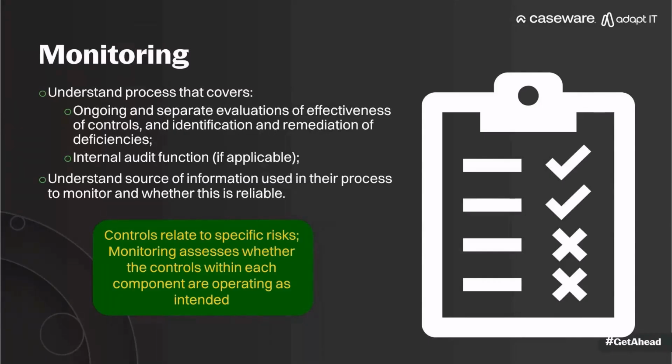Or is this working? So monitoring in this internal control process covers both an ongoing evaluation of the effectiveness, but also a separate, specific-time evaluation of the effectiveness of the controls, and then also to identify where there are deficiencies, and then of course to remediate them. So to fix those problems where they do occur. If it's a bigger client and they use an internal audit function, either their own one internally, or they maybe source that out to an external service provider, that will also be part of the individuals or the team that performs the monitoring.